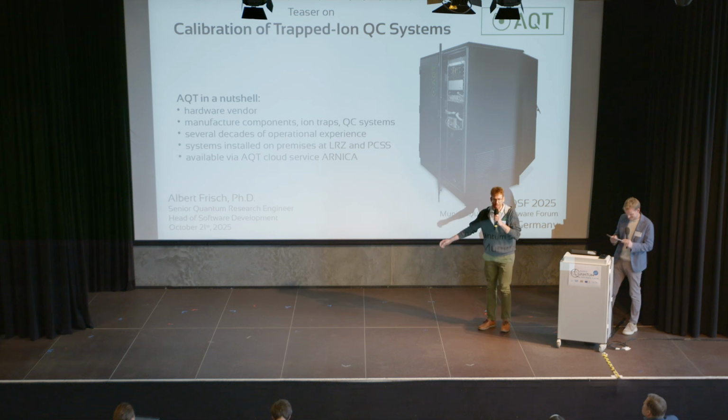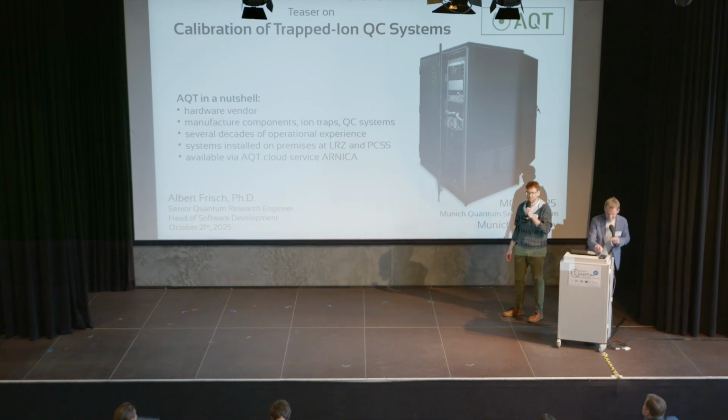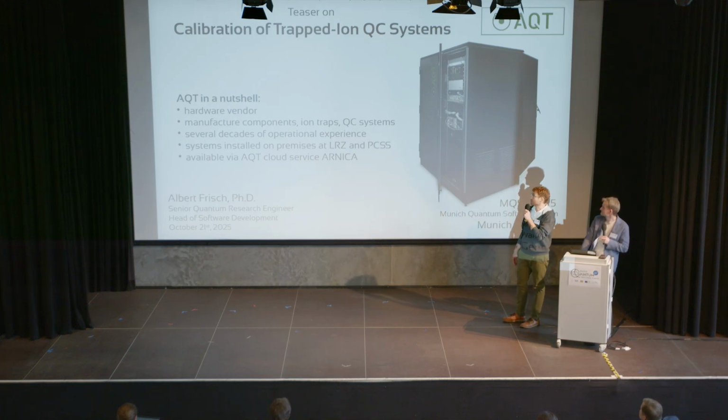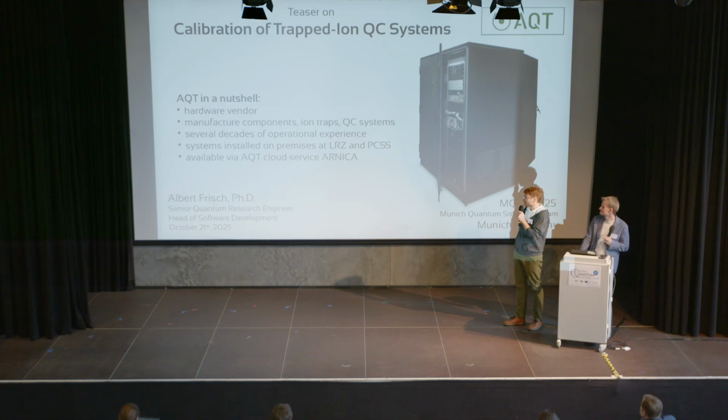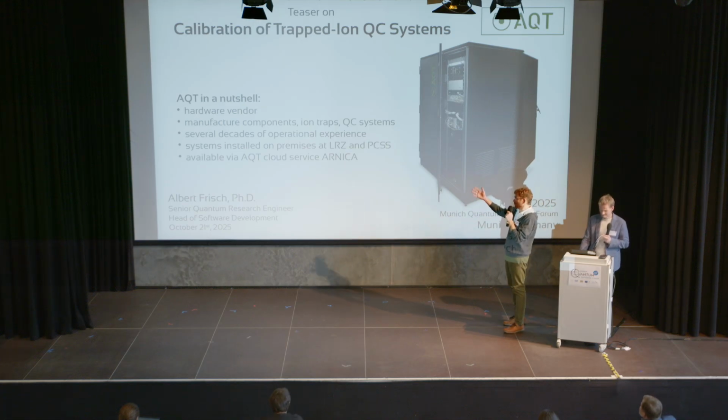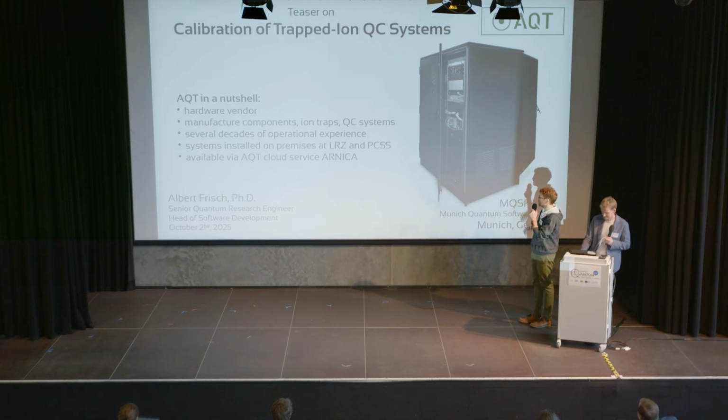Yes, hello, my name is Albert. I'm leading the software activities at Alpine Quantum Technologies, and I will present briefly about the calibration of trapped ion quantum computing systems at our company. Just briefly, in a nutshell, AQT, we are a hardware vendor. We basically manufacture components, ion traps, but also whole quantum computing systems. The picture is shown here.